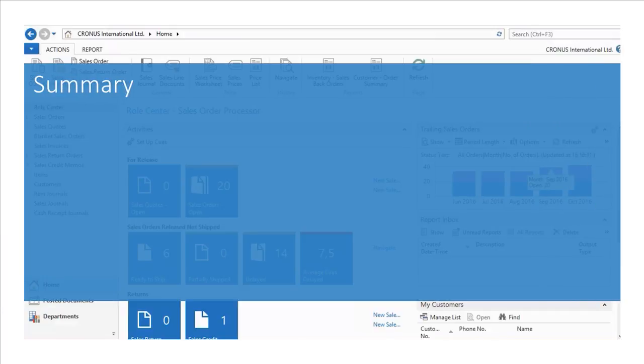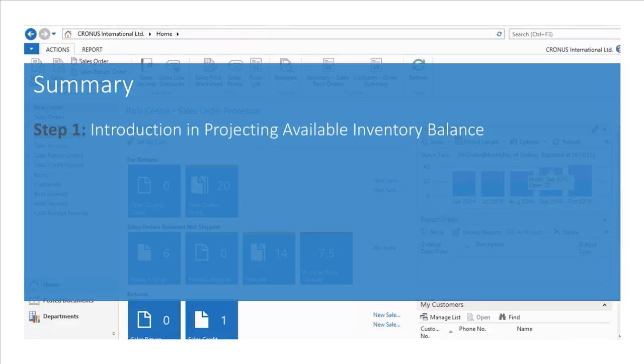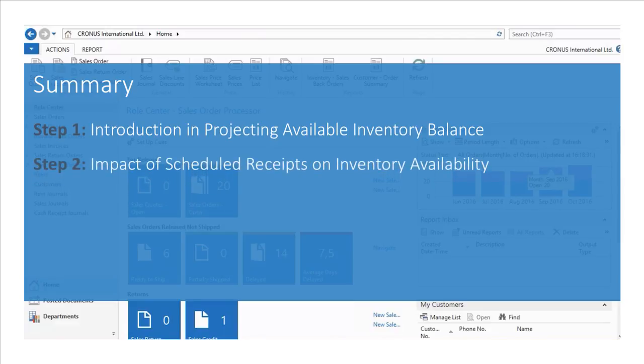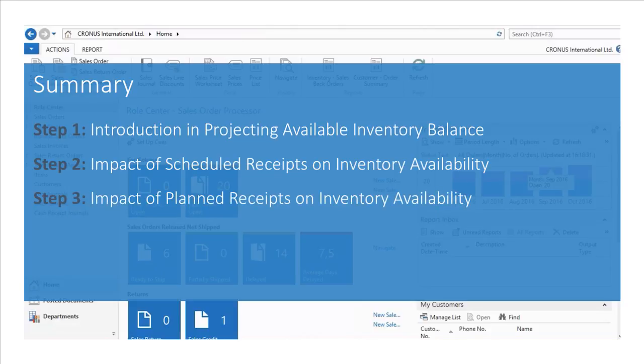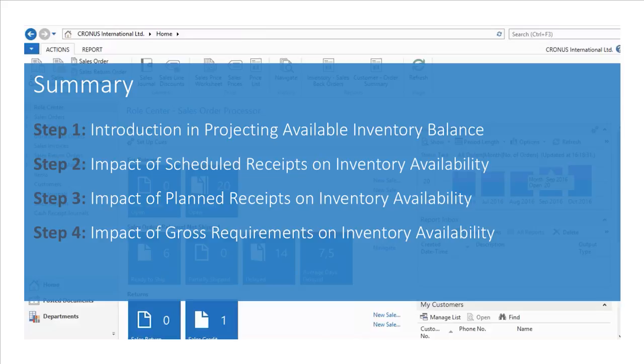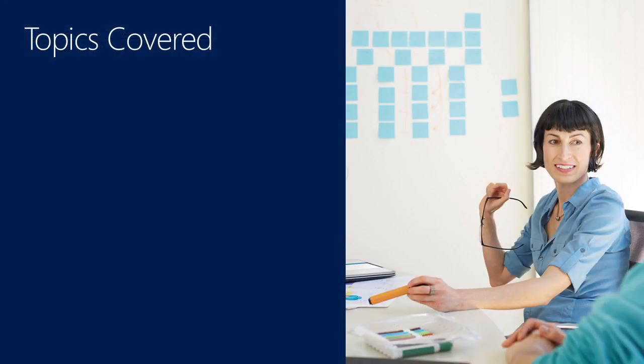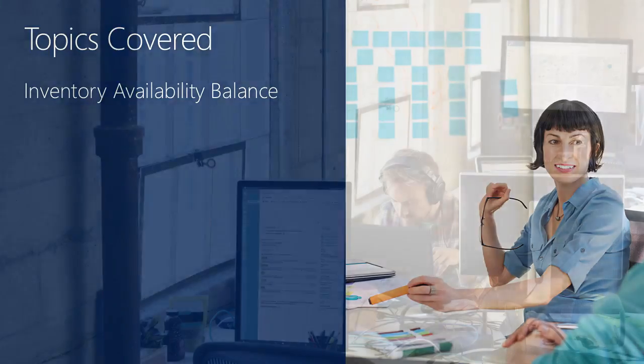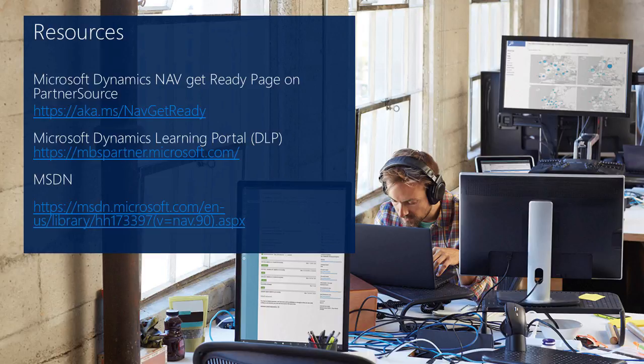And let's wrap up what I talked about. These were the steps we went through. First, I described some basics about projected available inventory balance. And after that, I showed it in more detail. I described the impact of scheduled and planned receipts and gross requirement as well on available inventory balance. With all these steps, I explained how Microsoft Dynamics NAV 2016 calculates available inventory balance as a part of inventory planning. To learn more about this topic, visit the Get Started page and follow the links on the screen.